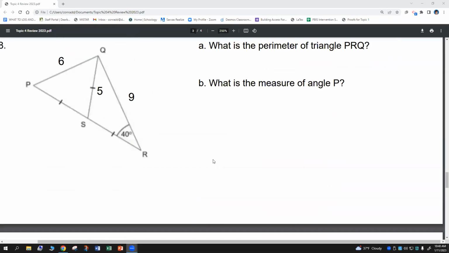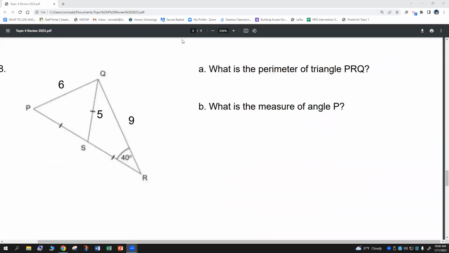All right, number 8. Next. So I notice I have two isosceles triangles. So if this is 5, this length over here is 5. And then this one's 5. So this one, segment PS, is also 5 because they're isosceles and they all have the 1 hash marks.